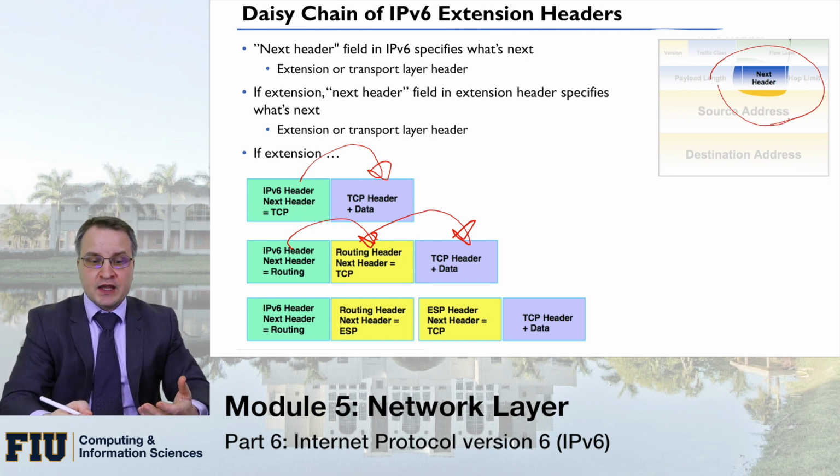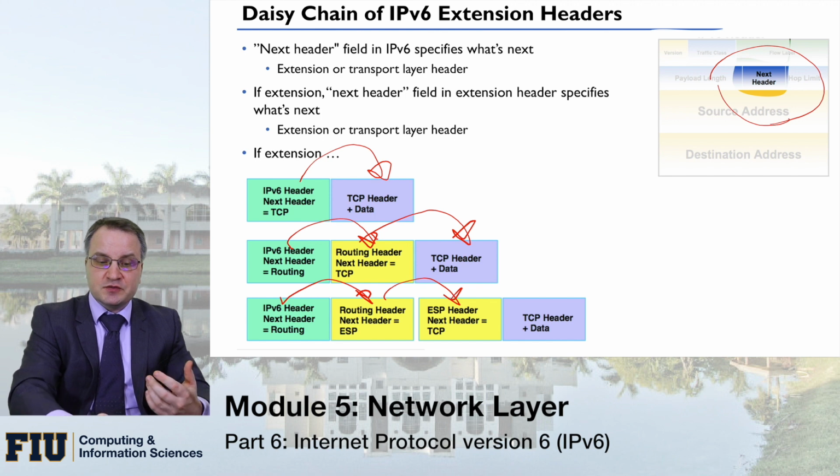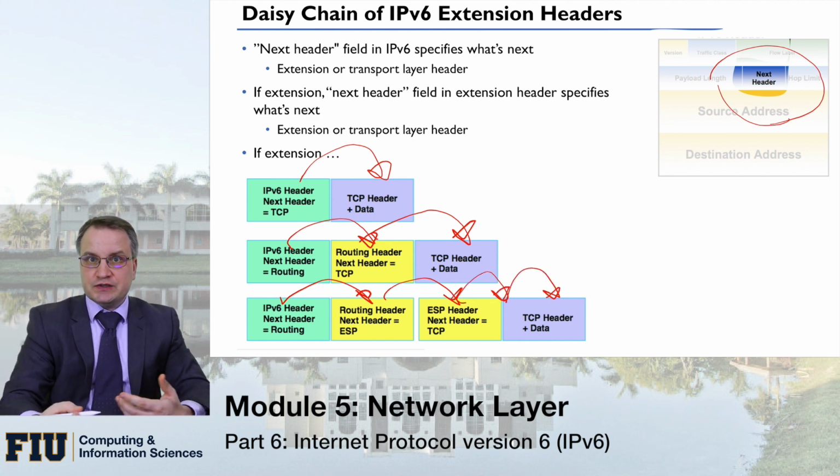Or following extension. And you can actually have multiple of those daisy chained. So basically you have IPv6 to the routing, routing to ESP, ESP to some potential fragmentation, fragmentation finally to a TCP header. So this is basically the model of these extensions.